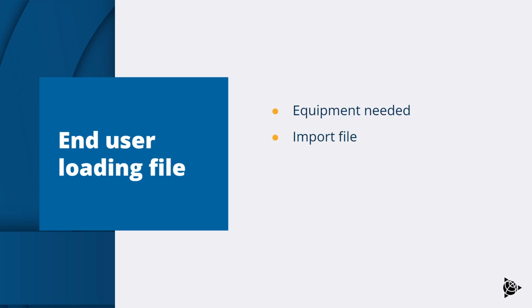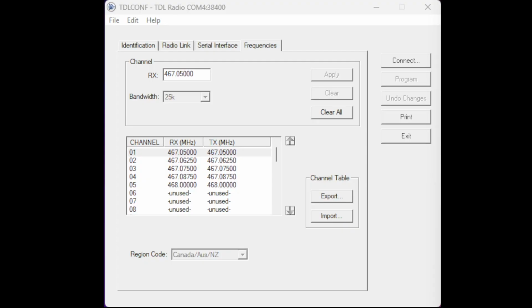The end user will require a programming cable and power supply. They can download TDL config, but without the software key, it will run with end user privileges only, which doesn't allow it to edit channel bandwidth, transmit frequencies, maximum transmit power, or region code. And last but not least, we will show how the end user can import the file we created in the previous step. With the radio connected to their computer, the end user starts TDL config and connects to the radio.